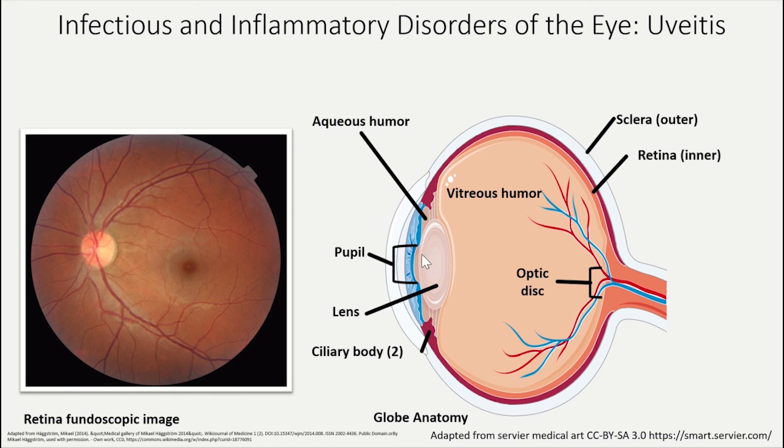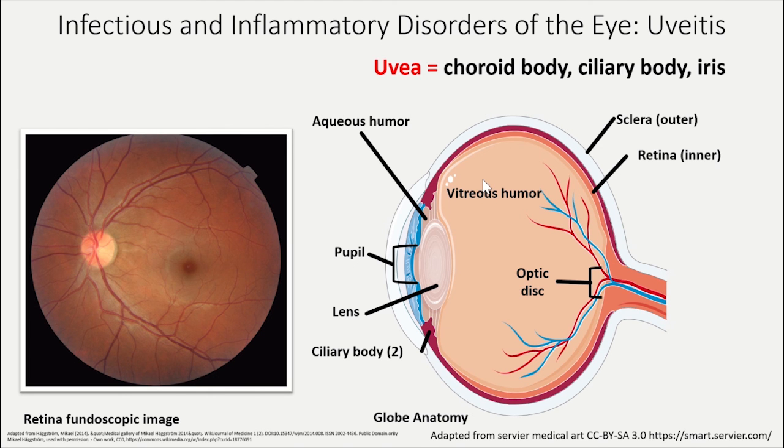The pupil is the opening to the eye. Here is the cornea here. And then there's the conjunctival layer, which really isn't represented here on top of this. Here's the lens here, and then here's the ciliary bodies.